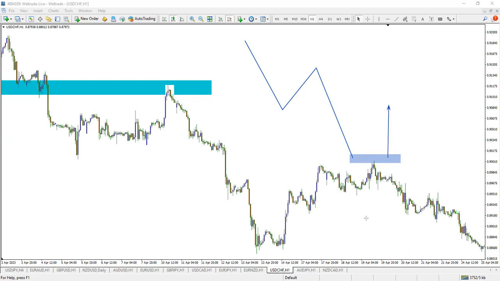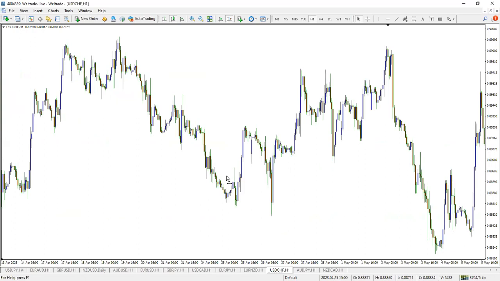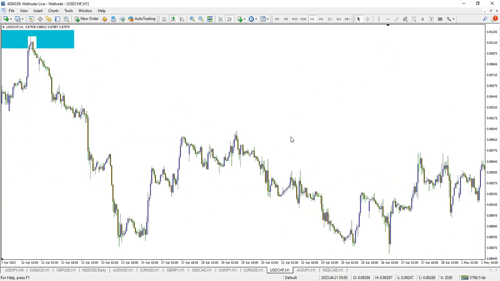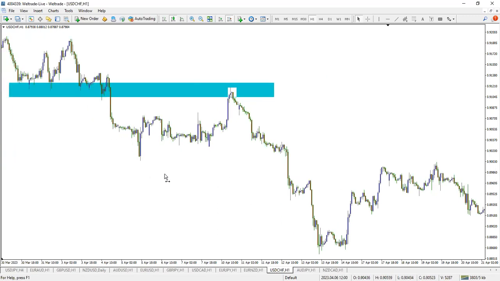So this is simply how to set your stop loss. These are the two easy ways to set your stop loss. What you need is your reversal candlestick pattern inside of your entry level.